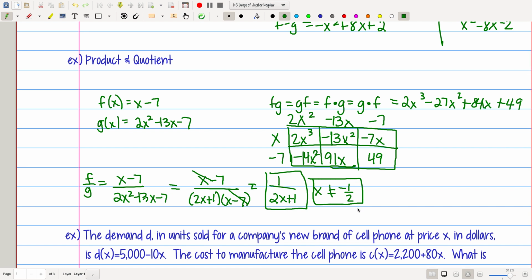Okay, also, be careful, because right here, x can't also be 7, so we almost missed that, or I almost missed that, so be careful there also. Let's do one more. If I were to flip that and have g over f, now my 2x squared minus 13x minus 7 goes on top, x minus 7 on bottom. Remember that was 2x plus 1, and x minus 7.